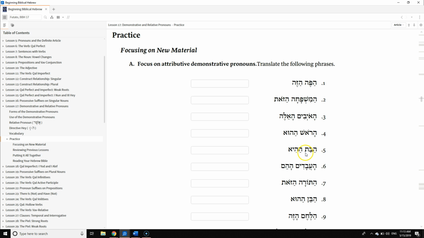And so habat is going to be the daughter, that one feminine, and so we just translate it as that daughter.